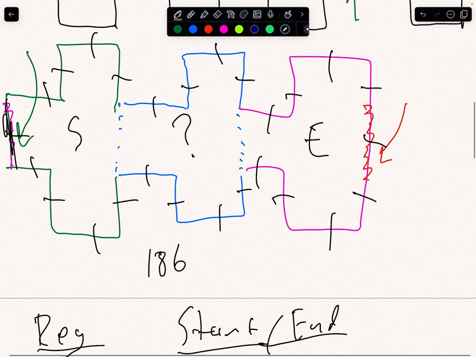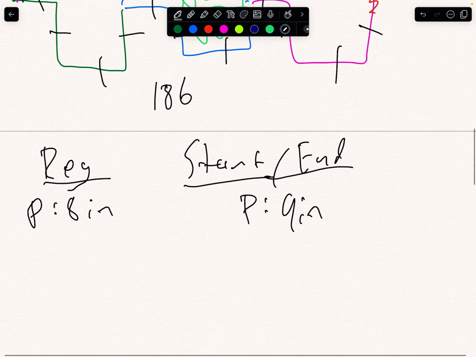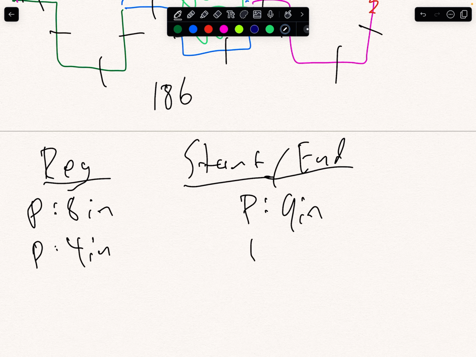The area, however, is going to be exactly the same for all shapes. This is because each shape is composed of just four 1x1 squares, irrelevant of its perimeter. So the area of all the shapes is going to be 4 square inches.